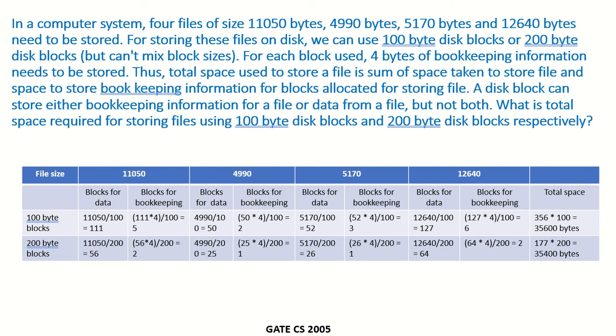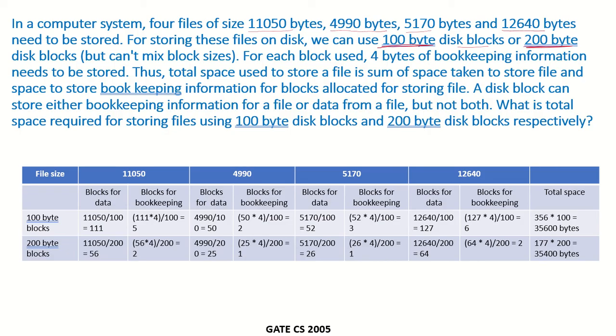In a computer system, 4 files of size 11050 bytes, 4990 bytes, 5170 bytes and 12640 bytes need to be stored. For storing these files on the disk, we can either use 100 byte disk blocks or 200 byte disk blocks, but we can't mix these block sizes.